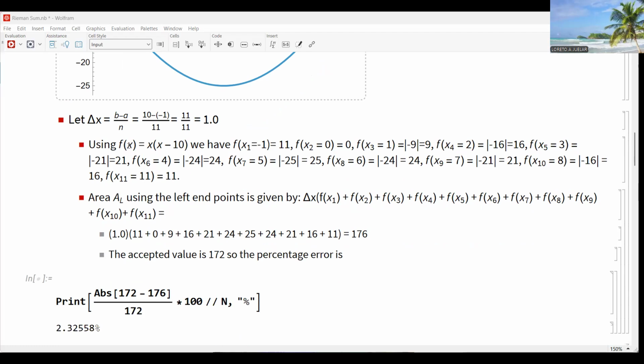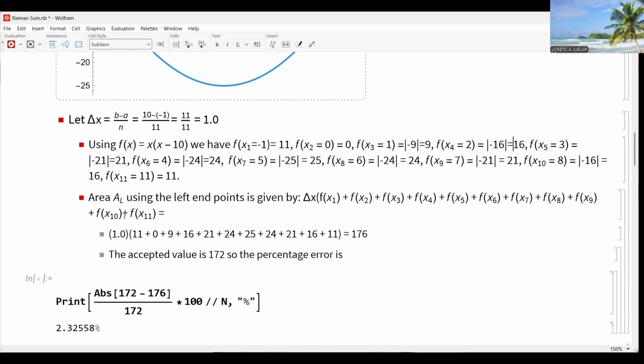So using this f of x equal to x times (x minus 10). So f of negative 1 equal to 11. Then f of 0 is equal to 0. F of x3, equal to 1, equal to positive 9. F of x4, equal to 2. So that is negative 16. So the absolute value of that is equal to positive 16.